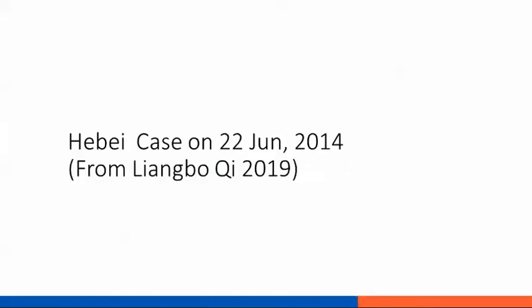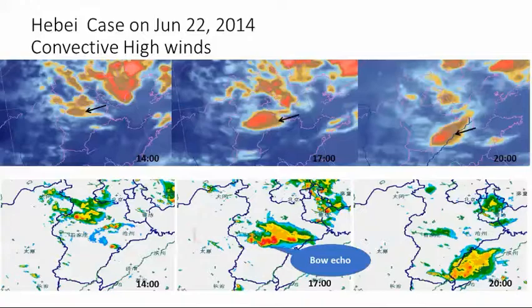Here is a case in Hebei on June 22, 2014. The upper image is a satellite image, and below is the radar reflectivity, with radar images from 14 to 20 CST. Bow echoes embedded in a squall line caused the convective high wind in Hebei. Look at this moment. The bow echo shows the organization of the thunderstorm.